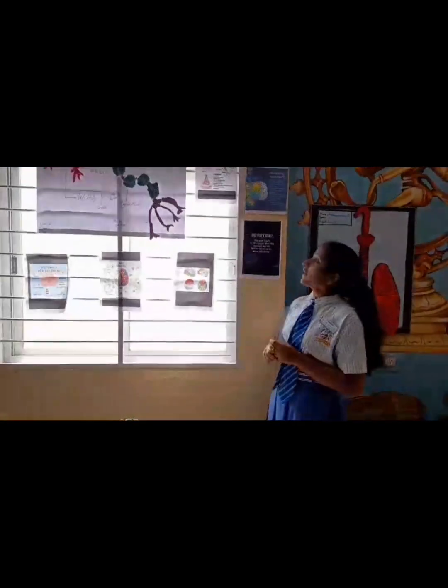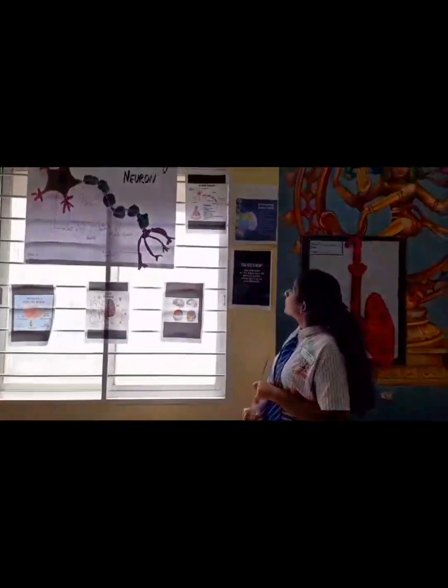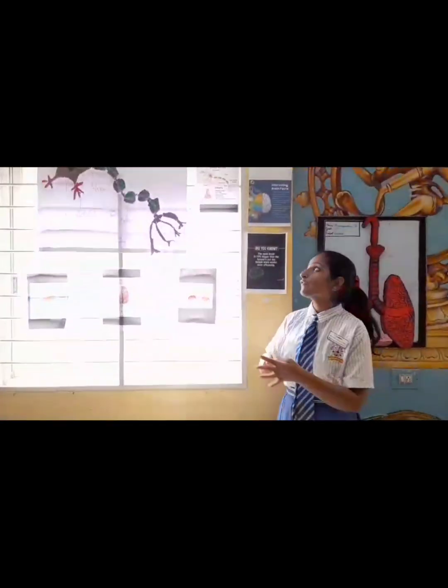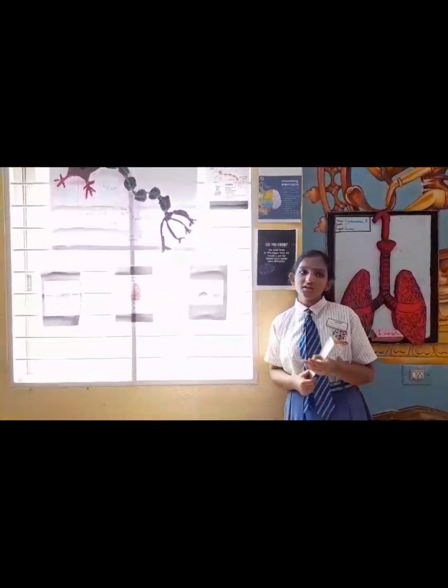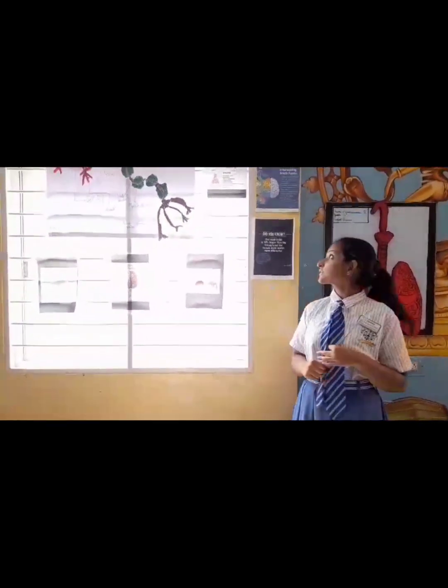Next, the brain functions 100% between 6 a.m. to 7:30 a.m. The human brain comprises hundreds of neurons. As I said, the neuron is a structural and functional unit of the central nervous system.